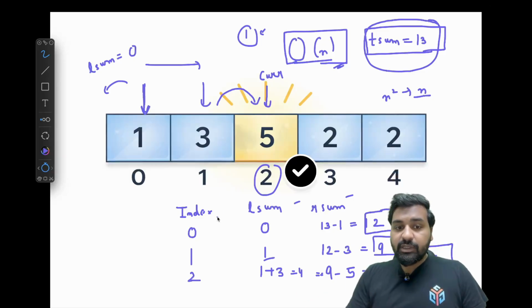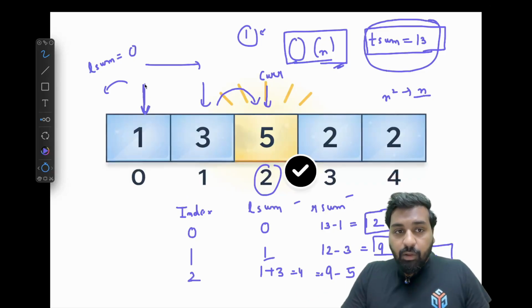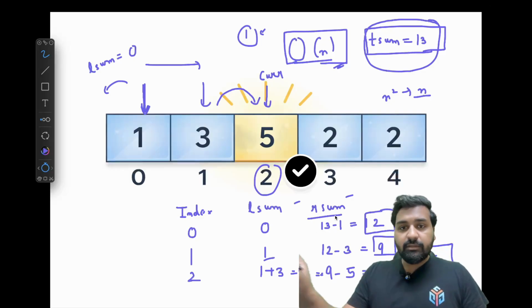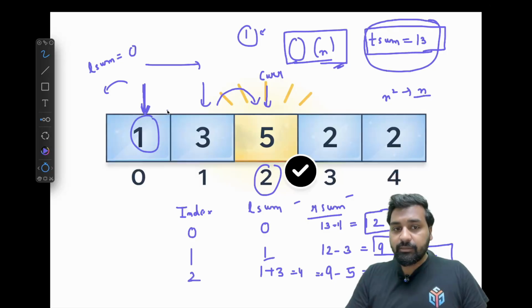I hope you understood this approach. What we are doing is, on whichever element we are at, let's say we are at index 0, on the left side the sum is 0. On the right side, the sum is the total array sum minus 1. We just have to remove the current element. So that is going to be 12. So when we move to 3, what we did was, we added this 1 to the left sum, right? Obviously, whatever the left sum was, we added this 1 to it.